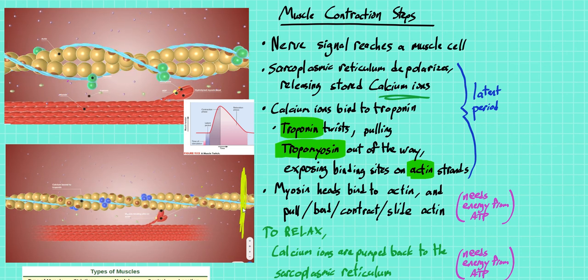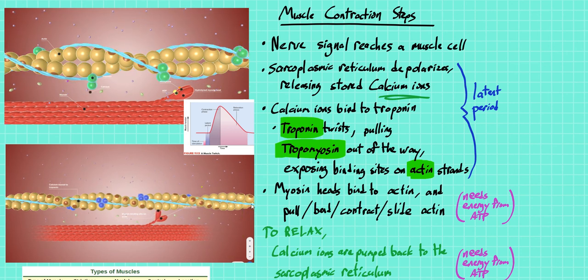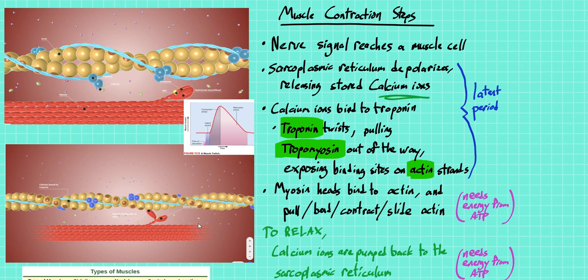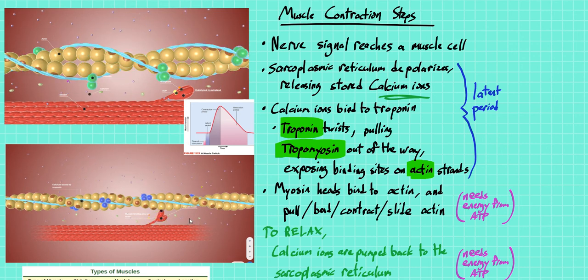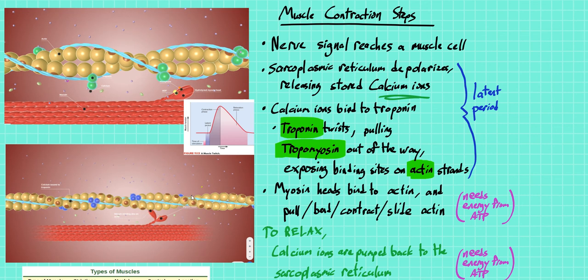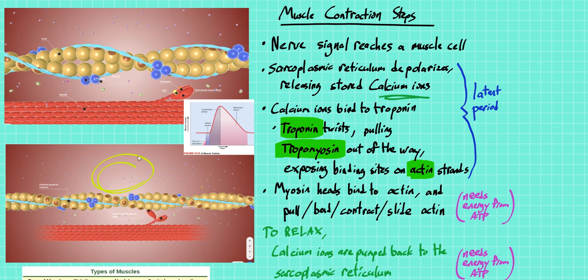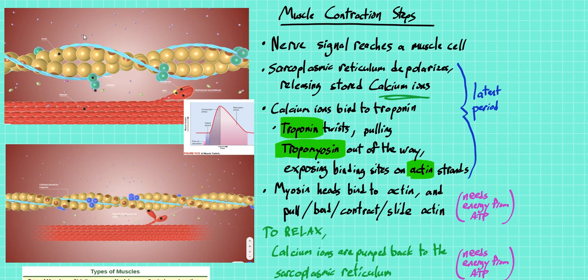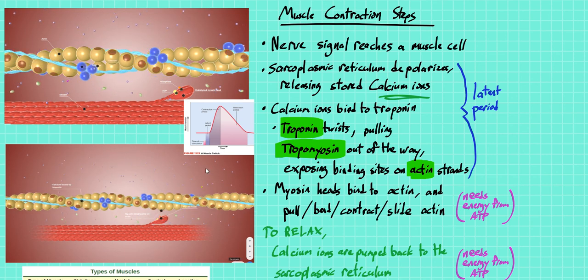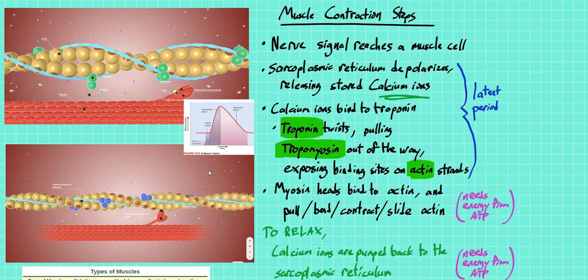Sarcomere has a border here and a border here. That's that striation you can see under a microscope. This pull requires the use of ATP, and later you're going to need ATP to get all of these calcium ions back out to the sarcoplasmic reticulum. So you need ATP both for the contraction and to get rid of calcium ions at the end.